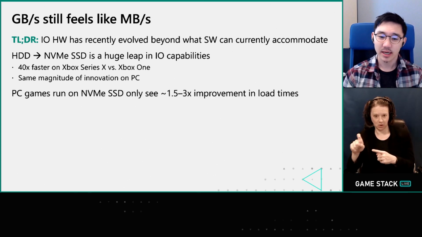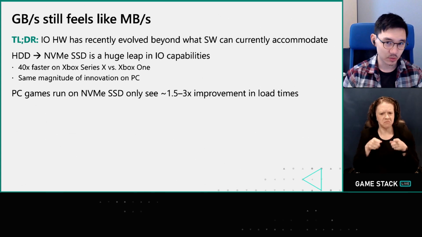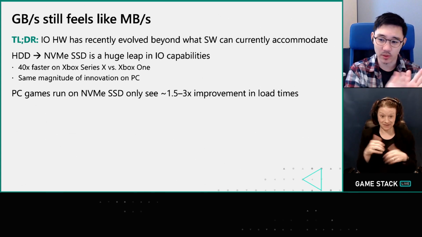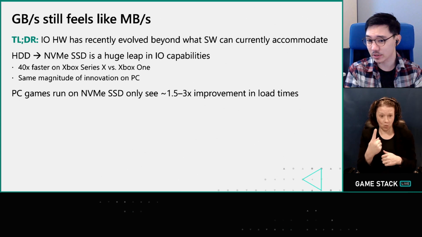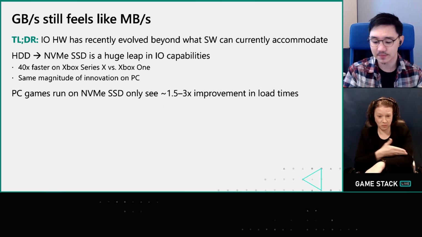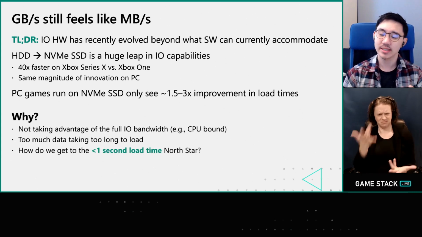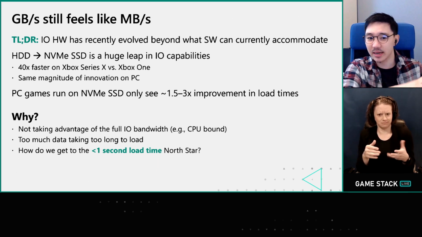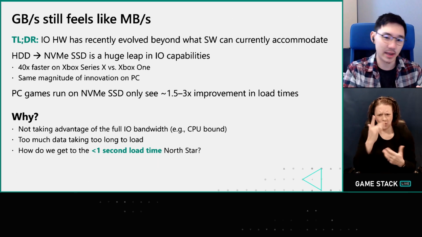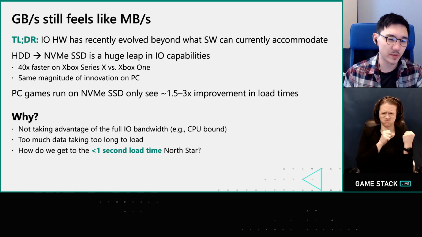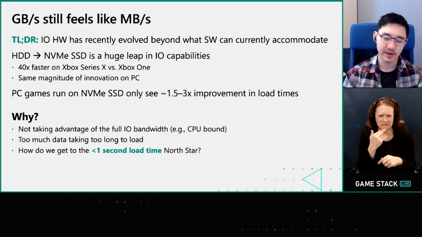And yet, we only see about a 1.5 to 3 times improvement on PC games if you just swap out the hardware and play the same game, an apples to apples comparison. So why is that? Why is it that I can have many tens of times faster hardware and only get 1.5 to 3 times improvement? Why is it that we're not taking advantage of the full bandwidth?